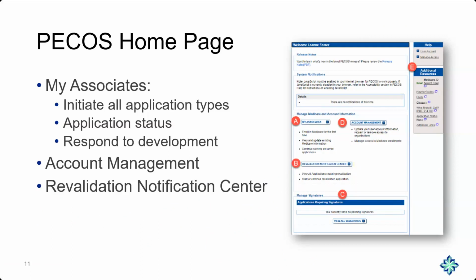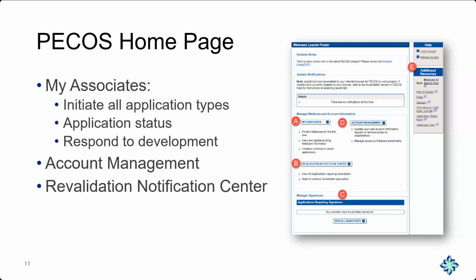Under My Associates, that's item A here on your screen. That's where you will be able to initiate all application types, whether you are an initial enrollment starting for the first time, whether you're making changes, whether you're doing revalidations, whether you're deactivating a provider. That can all happen there.